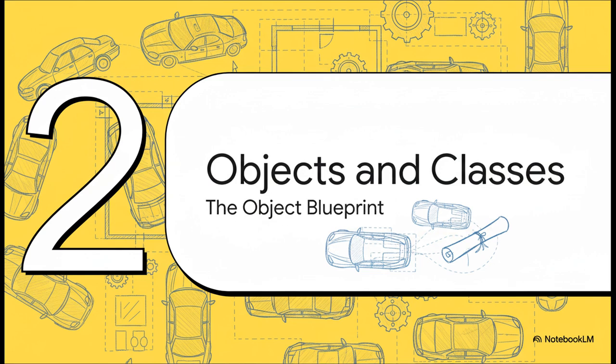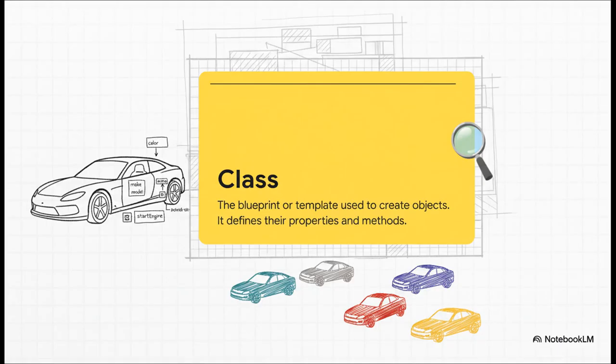And in OOP, that plan has a very specific name. That plan is called a class. Now, a class is not the object itself. It's the blueprint. It lays out all the potential properties, like color, make, and model, and all the possible methods, like start engine or accelerate, that any object made from it is going to have.